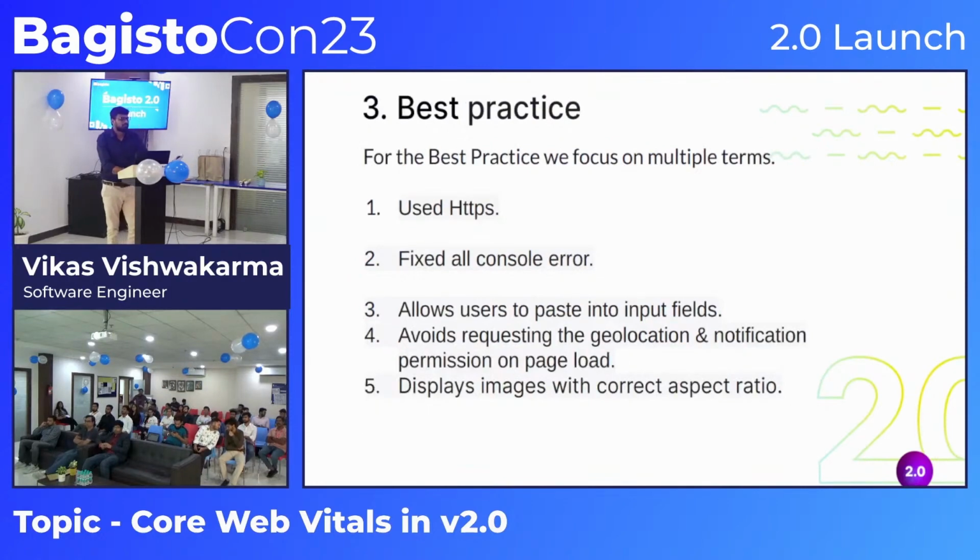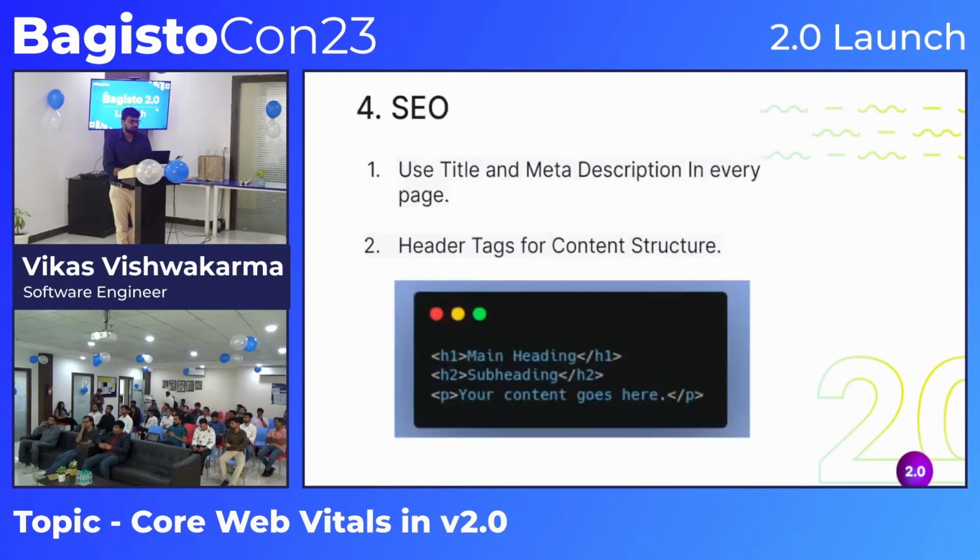Third point is best practice. For best practice, we focus on multiple things, like using HTTPS. Second, fix all console errors of the website. Third, allow users to paste content into input fields. Fourth, avoid requests for geolocation and notification on page load. Fifth, display images with the correct aspect ratio.